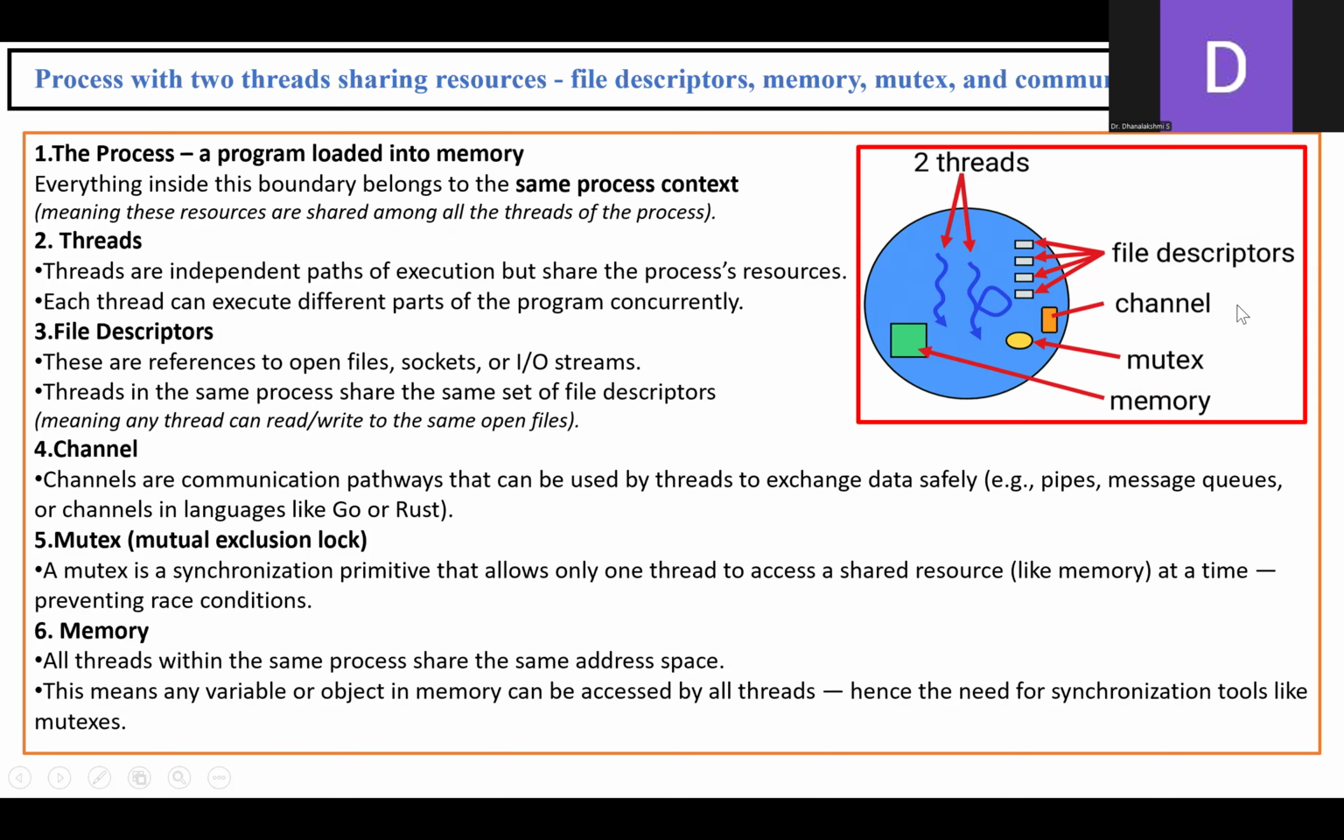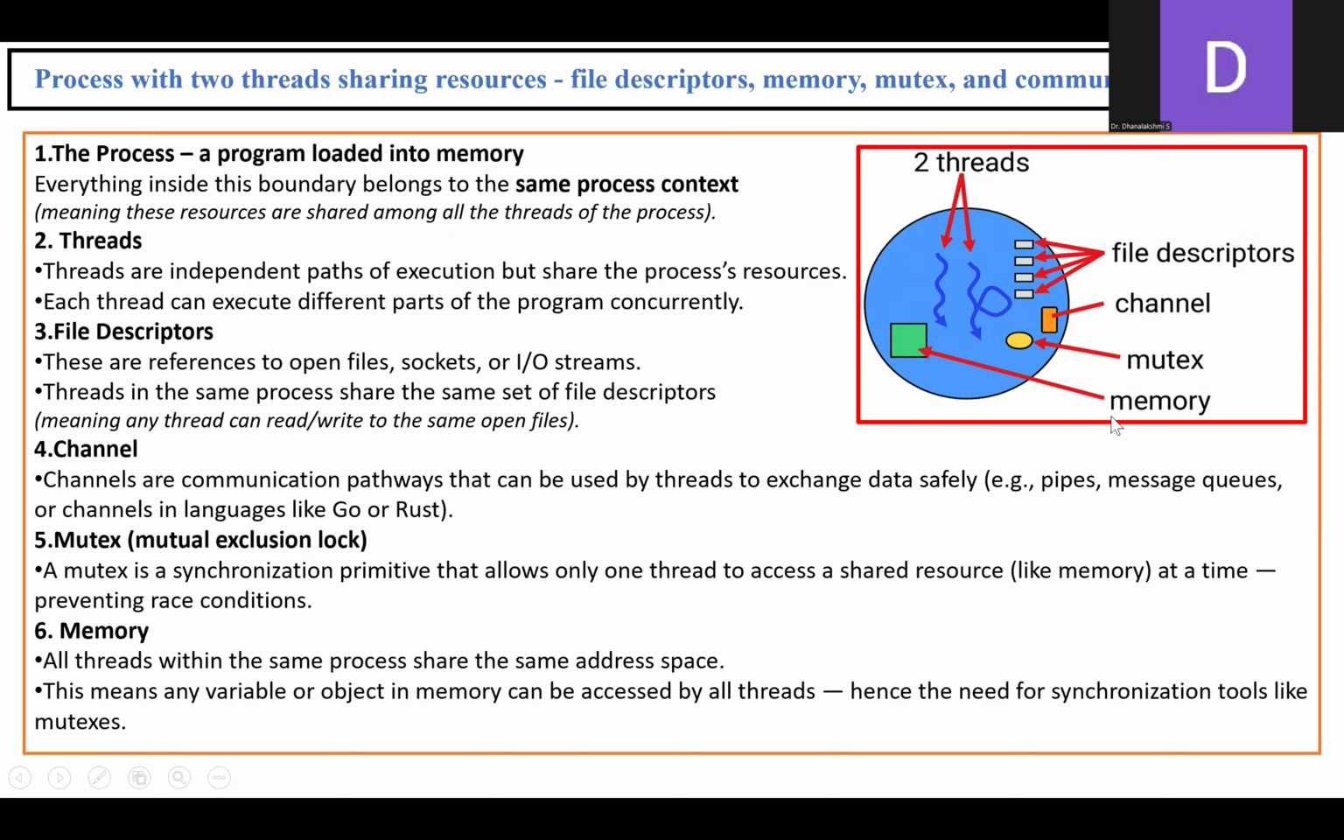Coming to the channel, channels are communication pathways that can be used by threads to exchange data very safely, like pipes, message queues, or channels in languages like Go and Rust. Coming to mutex, it's a mutual exclusion lock. A mutex is a synchronization primitive that allows only one thread to access shared resources like memory at a time, preventing race conditions.